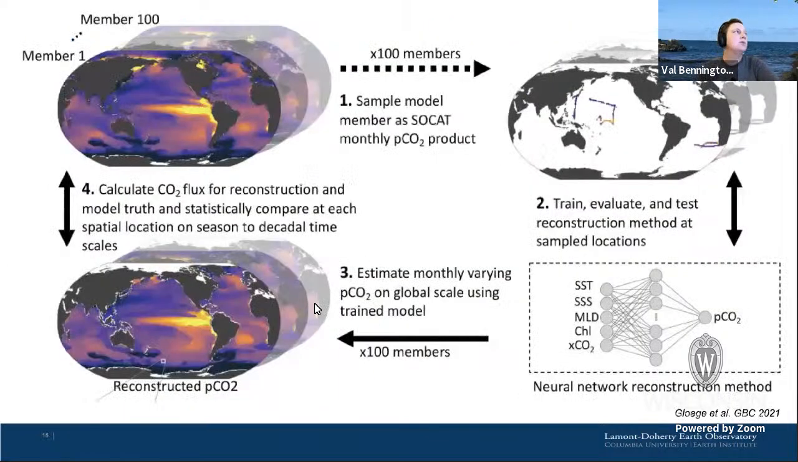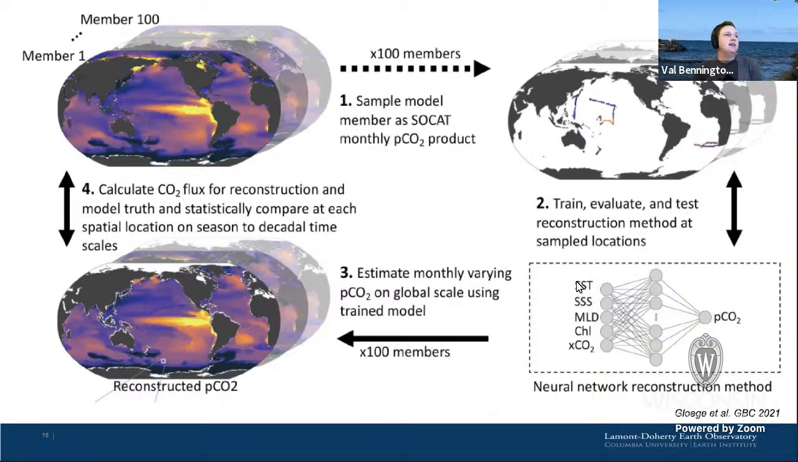So to look at this a little bit more closely, we have 100 different realizations of the world here on the left, where we have simulated PCO2 and simulated CO2 fluxes. Now we'll sample the model at the same time and the same locations that we do have these SOCAT observations. And again, we use approximately 80% of the data here to train and build our machine learning algorithm.